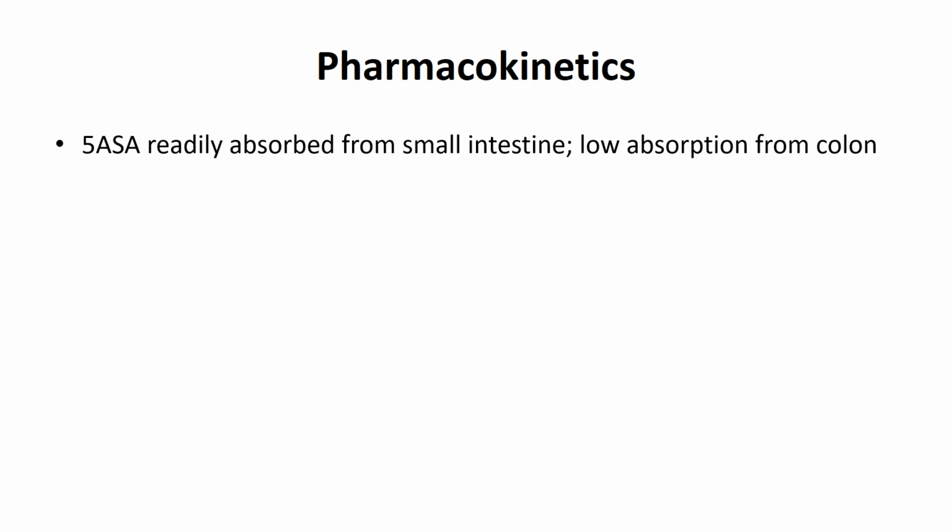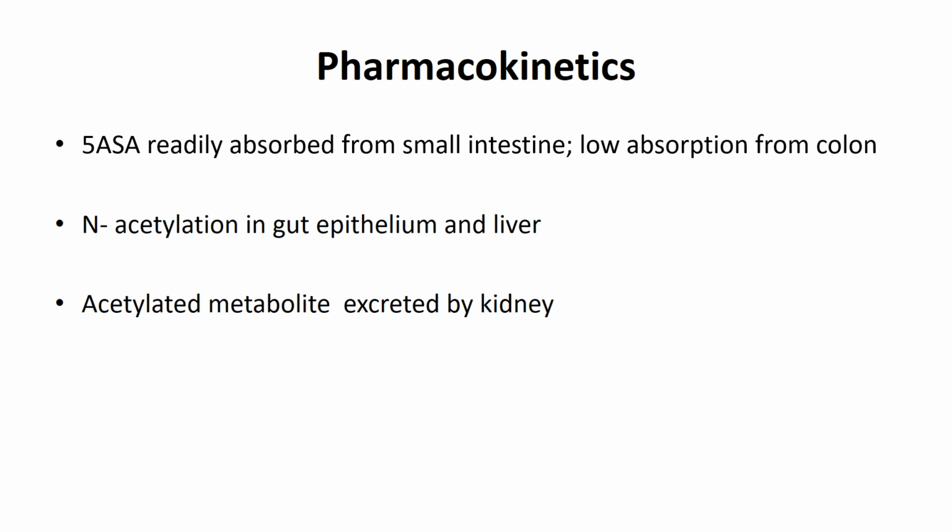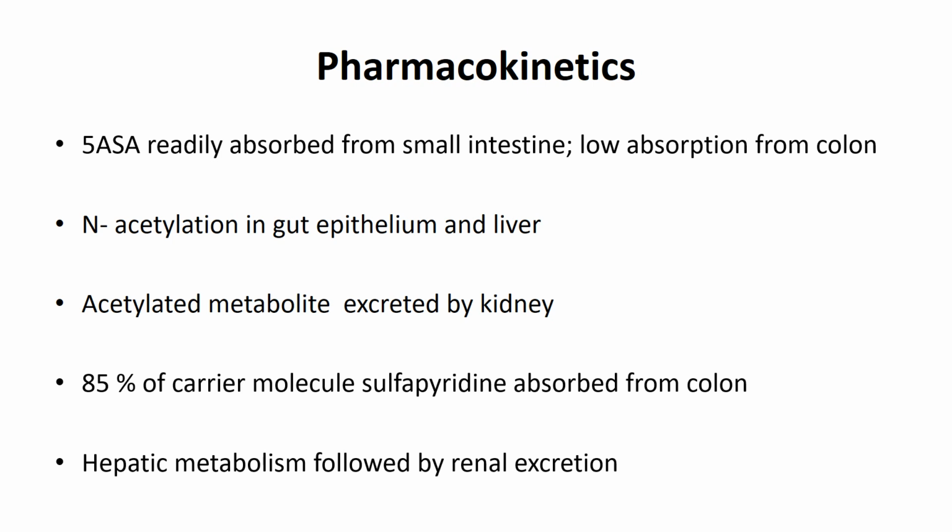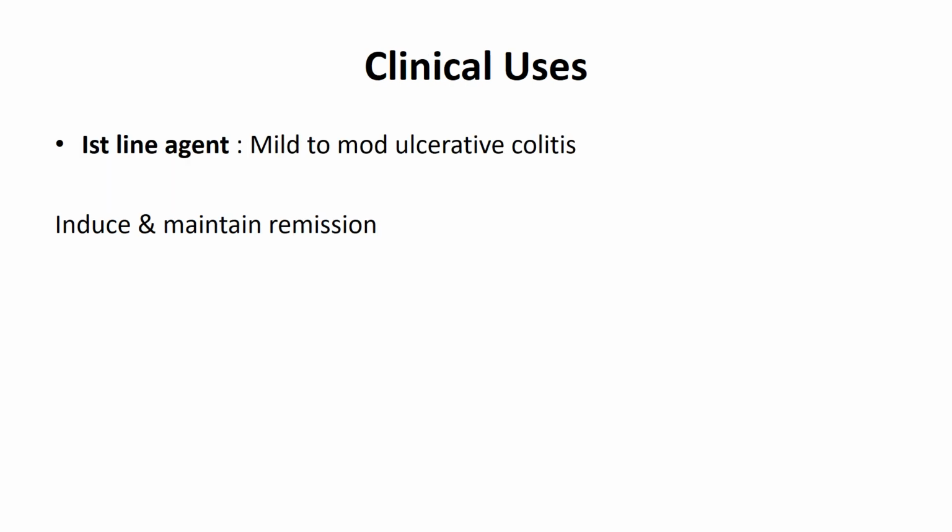Now the pharmacokinetics. 5-ASA is readily absorbed from the small intestine, which I have told earlier. The absorption is low in the colon. So to overcome this problem, we add some other inert substance to 5-ASA to carry the drug to the colon. N-acetylation occurs in the gut epithelium and also in the liver. So the metabolism is somewhat in the liver and also in the gut, and the acetylated metabolite is excreted through the kidney. 85% of the sulfapyridine moiety is absorbed from the colon and undergoes metabolism followed by renal excretion. So finally the excretion is mainly by the kidney and the metabolism is mainly in the liver.